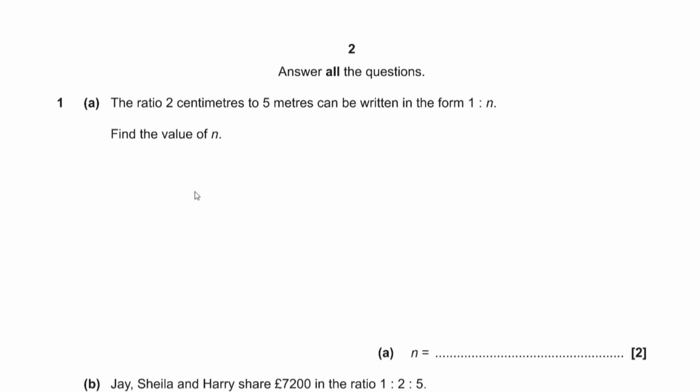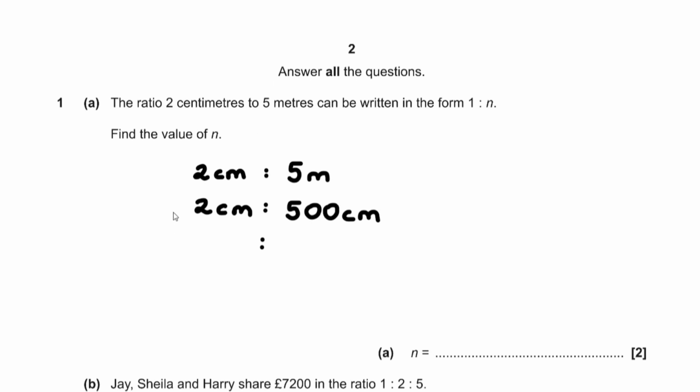So, we have 2 centimeters to 5 meters. We need to write this in the form 1 to n. The first thing we can do is make the units consistent. Let's convert everything to centimeters. So we have 2 centimeters to 500 centimeters. We need to write this in the form 1 to n.